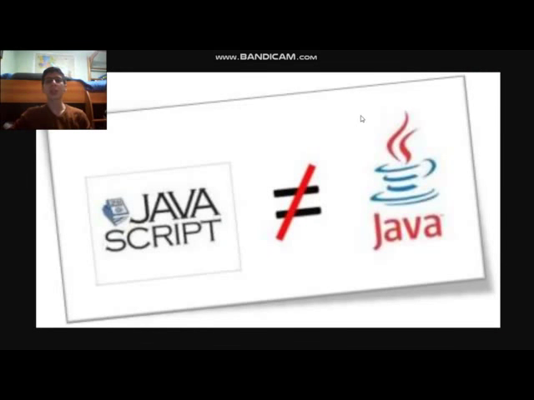So let's begin from stating that Java and JavaScript are not actually the same. They may seem the same because they have a lot of things in common, but they have a lot of differences as well. They are totally two different coding languages. So here let's talk about some differences.